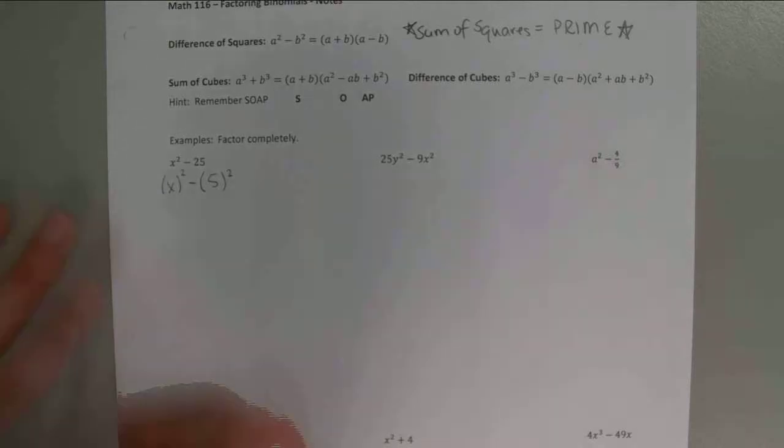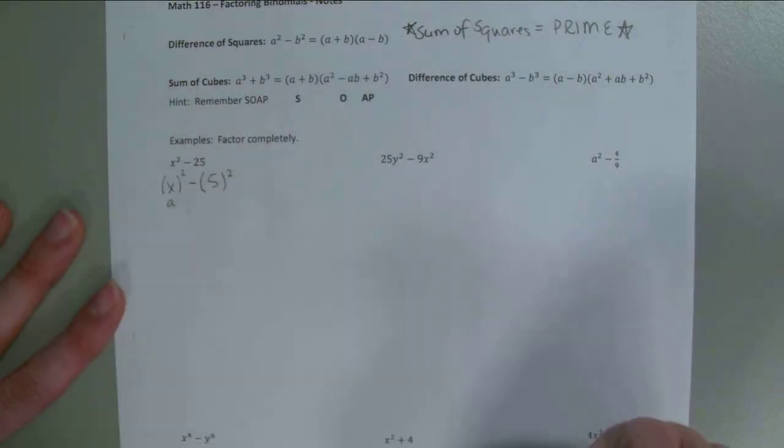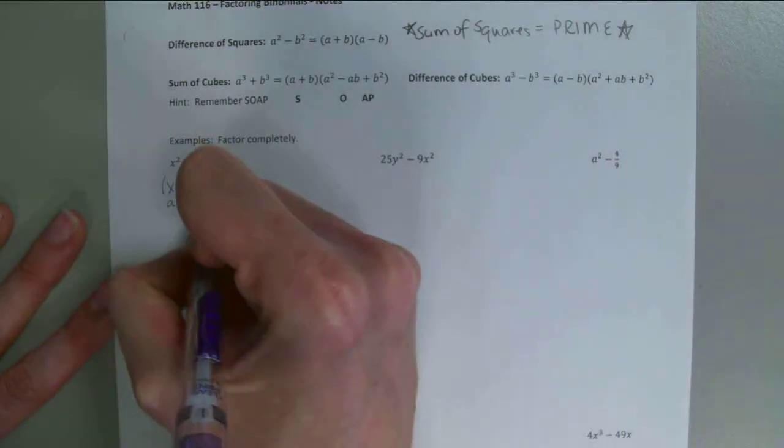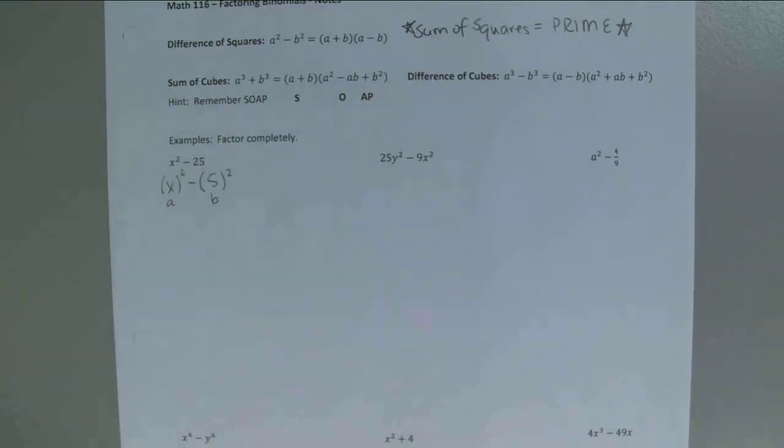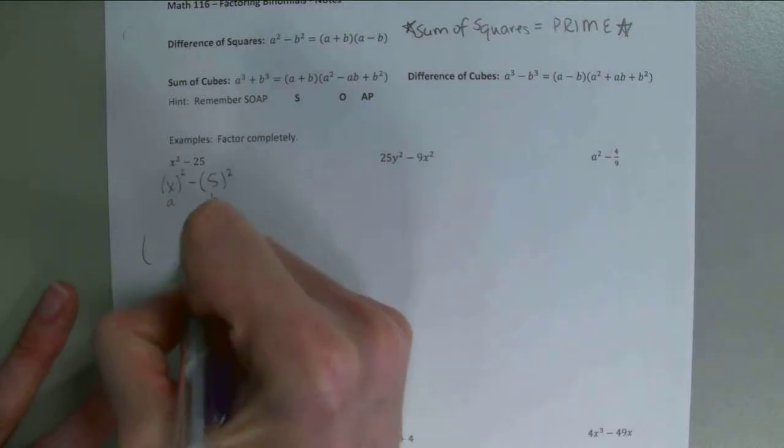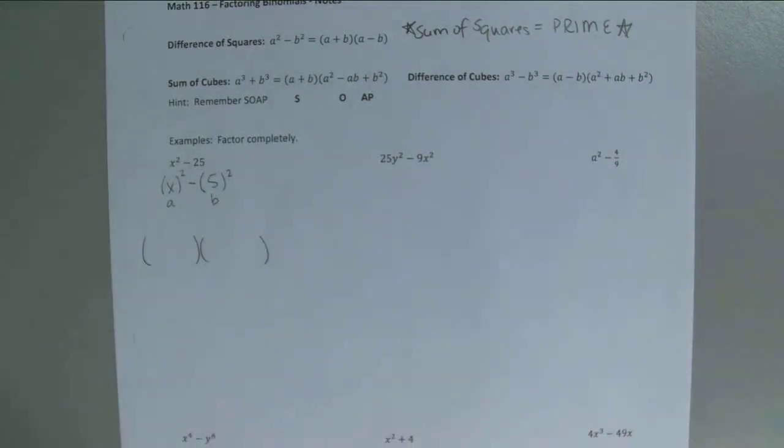So what is my a in this case? X. What is my b in this case? 5, all right? So what I do is I call it my open arms. Whenever you see a difference of squares, you know you're going to have these open arm parentheses just waiting for you to split it up, okay?